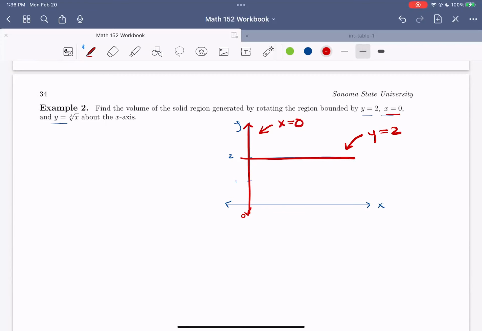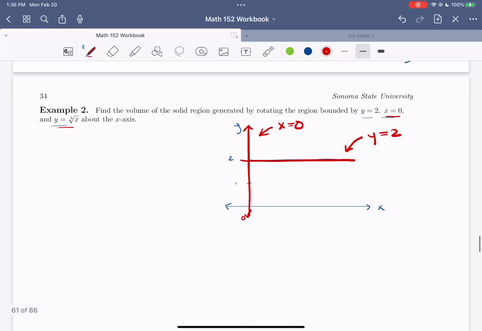And then finally, y equals cube root of x. We can go ahead and write up that function on a graphing calculator or a graphing program online. And we see that that function looks a little bit steeper than the square root. Okay, cool. So now we can start to see the region bounded by these three curves. And we're going to rotate that region about the x-axis.